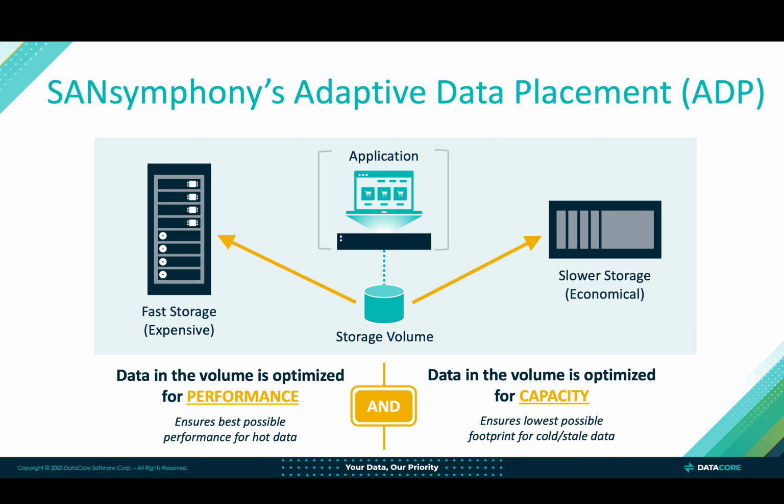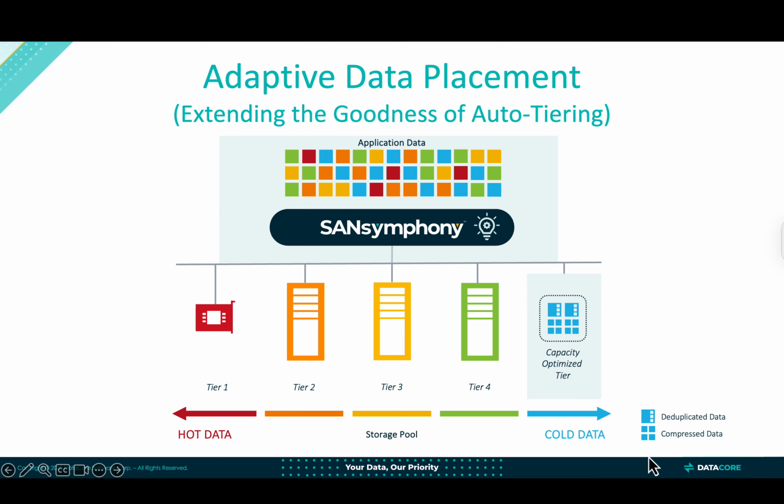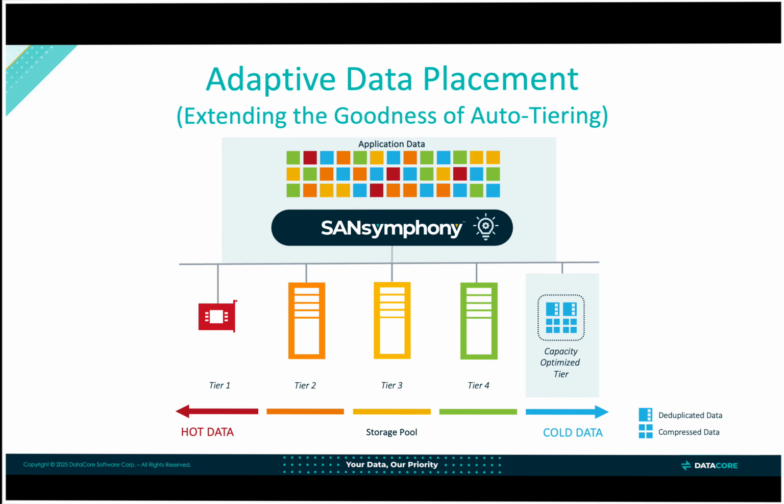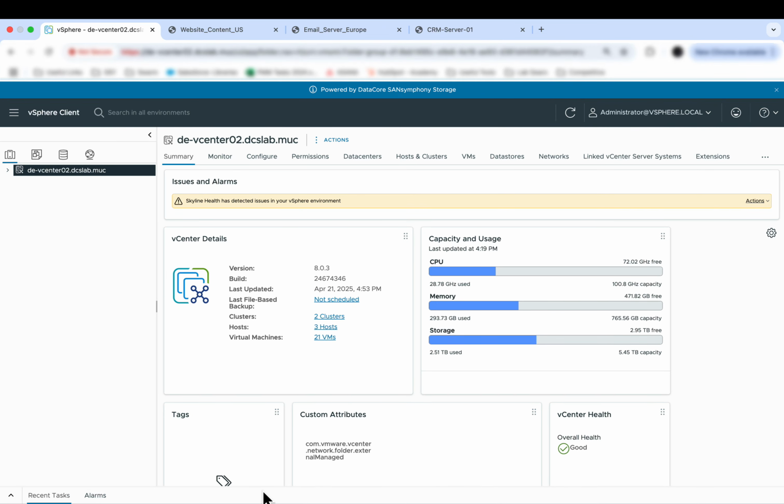Recognizing these challenges, DataCore has introduced a groundbreaking capability in SANsymphony: adaptive data placement. At its heart, adaptive data placement marries the capabilities of auto-tiering with inline deduplication and compression. This blend ensures data isn't merely stored, it's stored intelligently, optimally, and in a manner that guarantees peak performance without squandering valuable storage resources. With that in mind, let's dive into the demo.